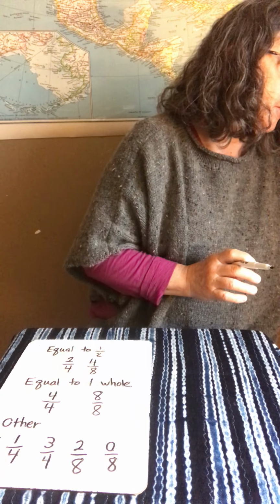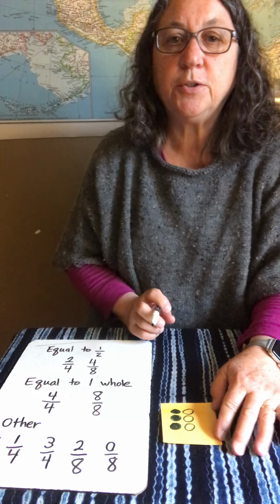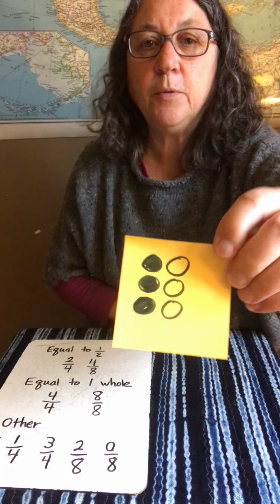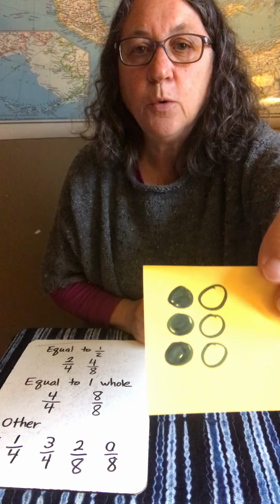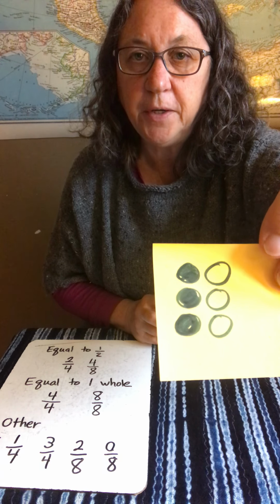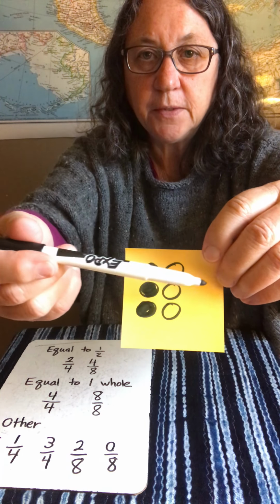So I'll start with this one. It's just a quick sketch. It's kind of messy, but I think that hopefully you can see it. So what fraction of the circles are shaded? 3 are shaded out of 6.